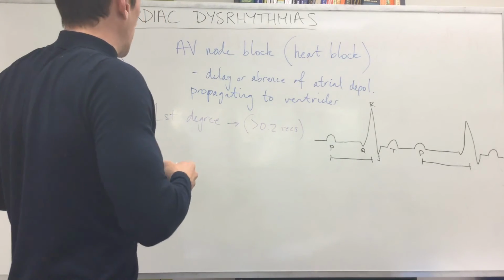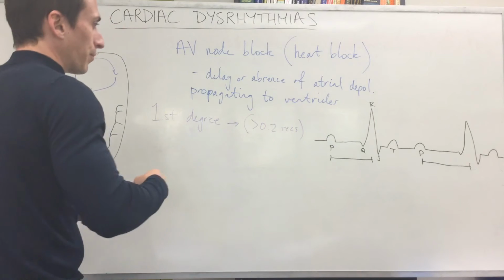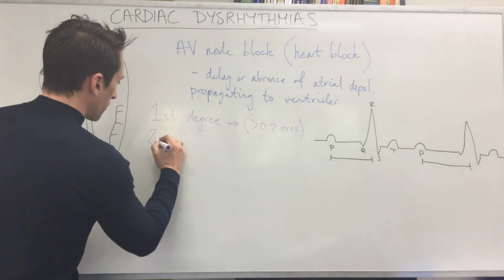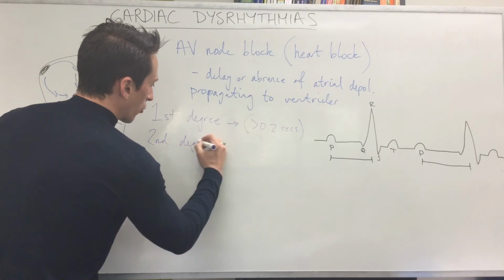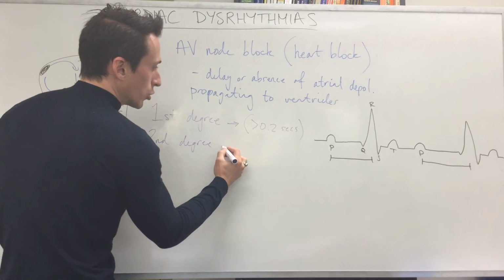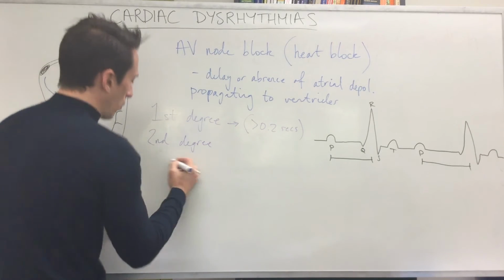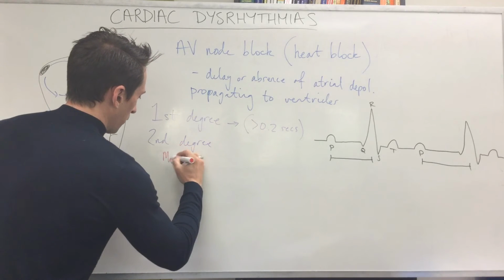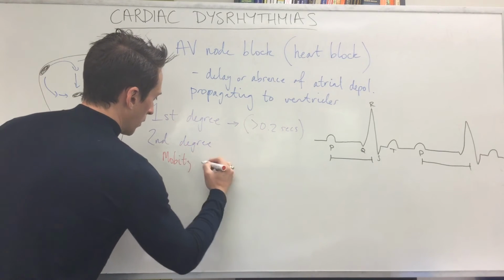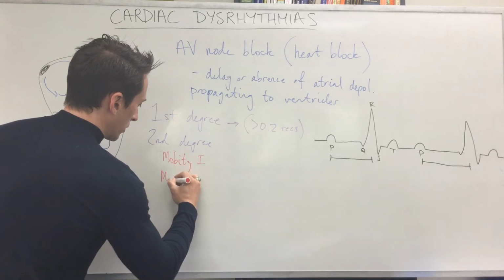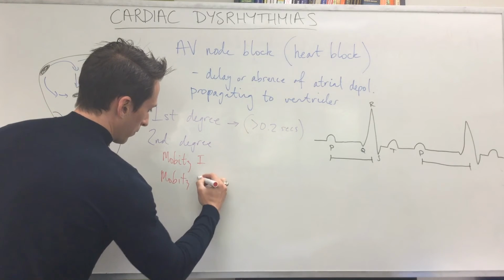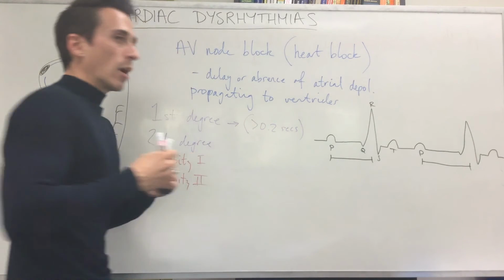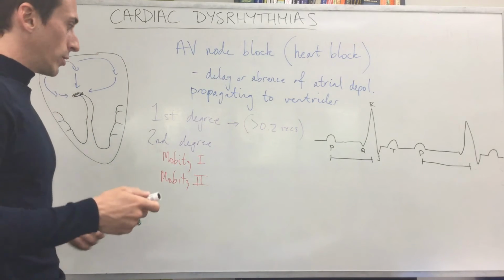Alright, what now? Let's look at second degree heart block. Second degree heart block can actually be broken down into 2 types. You can have what we call Mobitz 1 and Mobitz 2. Okay, what's the difference between Mobitz 1 and Mobitz 2?